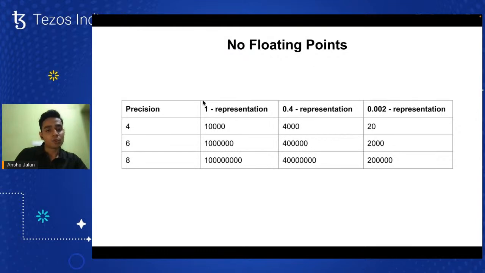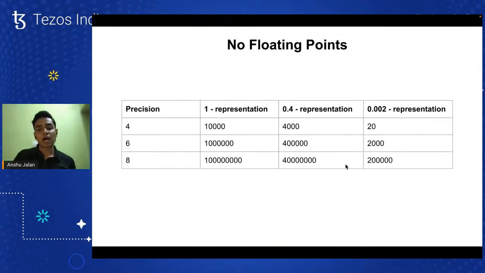So to do that, we use a different kind of precision system. Let's try to understand this. Let's say the precision is 4, then the number 1 will be represented as 1 with 4 zeros after it. So we are scaling it up. Since we are scaling it up, if we want to represent 0.4 in a scaled up version, we'll have 4 followed by 3 zeros, right? We are scaling it up based on the precision value. And if we want to represent 0.002, then it's just going to be 20.